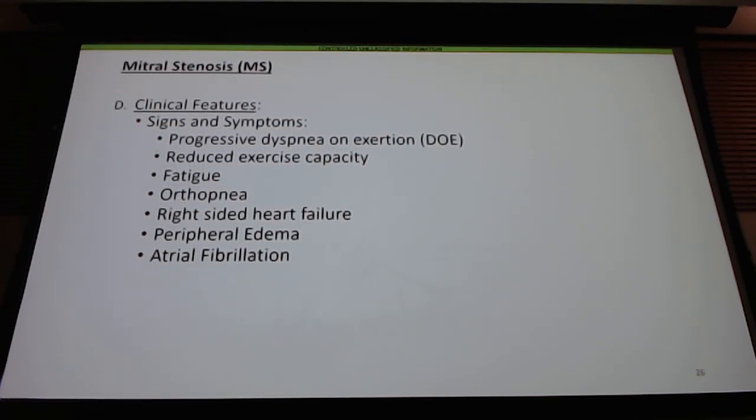So they're going to present with both pulmonary symptoms due to that congestion, like the progressive dyspnea on exertion. They also will exhibit decreased cardiac output symptoms, so exertional symptoms, and then also right-sided heart failure symptoms as well, so the peripheral edema, the jugular venous distension, and those types of things.